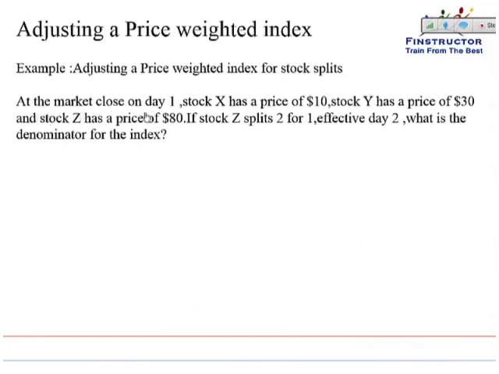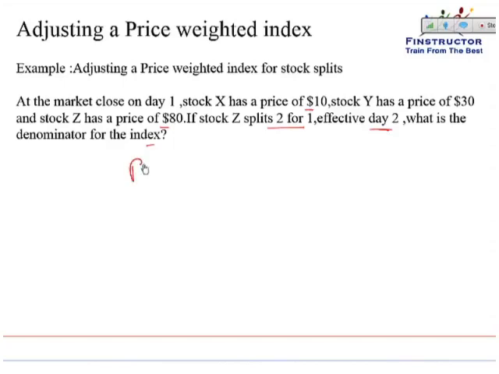At the market close on day 1, stock X has a price of $10, stock Y has a price of $30, and stock Z has a price of $80. If stock Z splits 2 for 1 effective day 2, what is the denominator for the index? So we studied that the value of the index will change as the stock returns change. However, the value of the index will not change because of splits or because of reconstitution, that is addition or deletion of securities in the index.